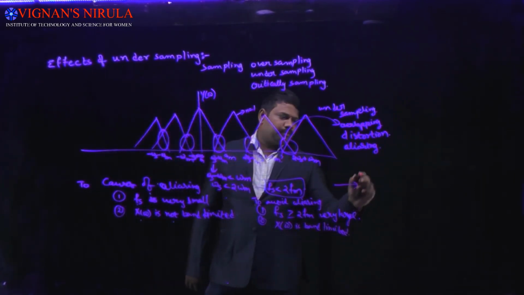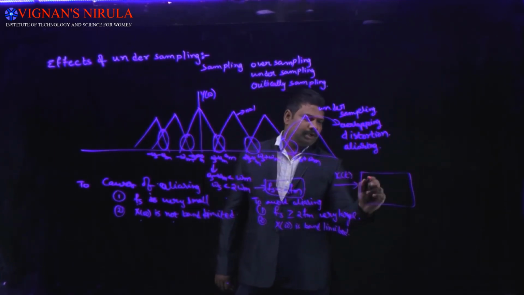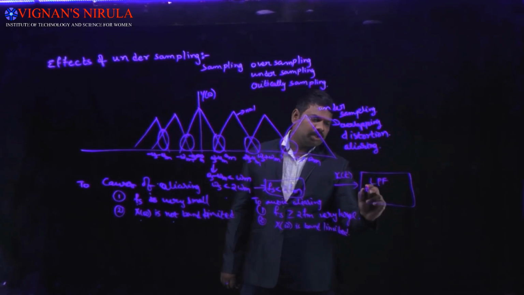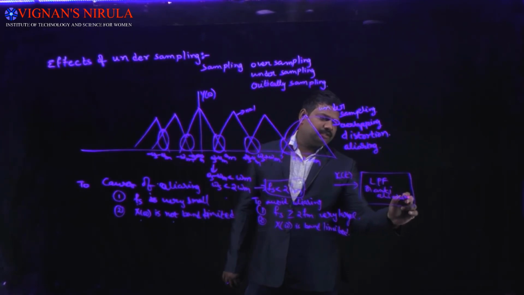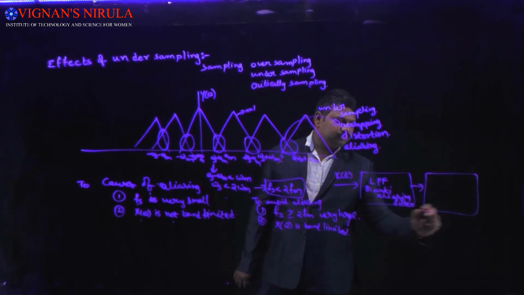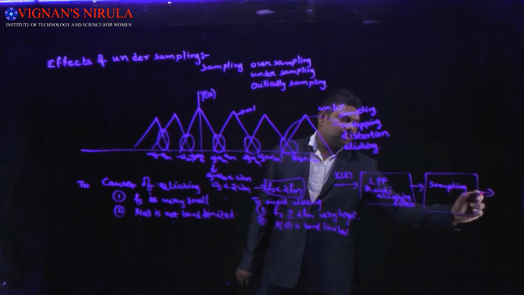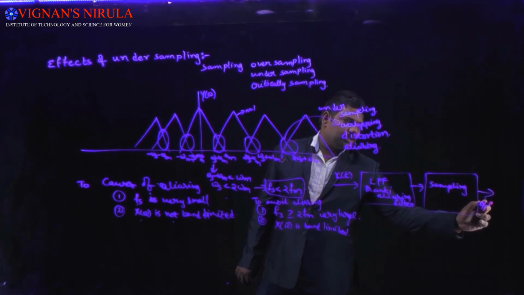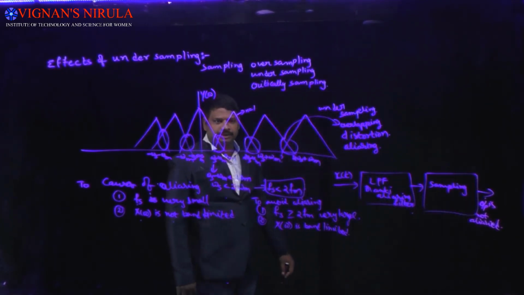Before the sampling, this x of t will be given to a low pass filter or anti-aliasing filter. Then take the process of sampling. Then the output is not aliased.